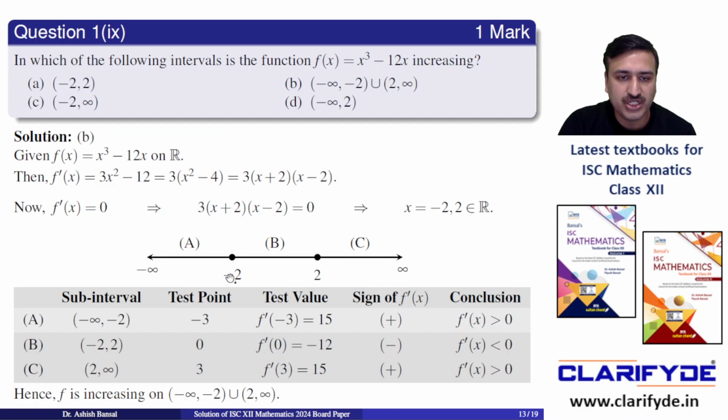If we plot these two values on the real line, we get three subintervals A, B and C. In each of the three subintervals, we find the sign of f dash x. So we can observe that in subintervals A and C, f dash x has a positive sign, which is the requirement for f(x) to be increasing. Hence f is increasing on this interval. So option B is correct.